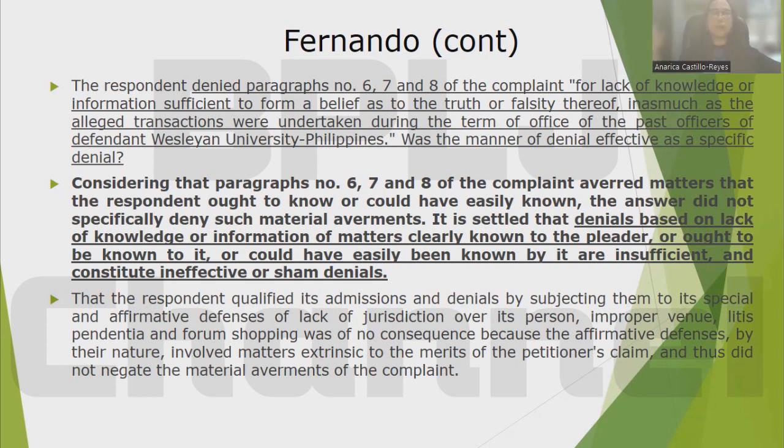It is settled that denials based on lack of knowledge or information of matters clearly known to the pleader, or ought to be known to it, or could have easily been known by it, are insufficient and constitute ineffective or sham denials. So the case of Fernando teaches us that denial by disavowal of knowledge is only available if clearly you have no knowledge of the facts pleaded by the plaintiff. If the facts pleaded are matters which you should know or could have known, then the disavowal of knowledge is not available as a way of denying the allegations in the pleading. You must make a specific denial by denying it and stating what you claim to be the facts. Otherwise, if you just make a disavowal of knowledge, it will be considered a sham denial.